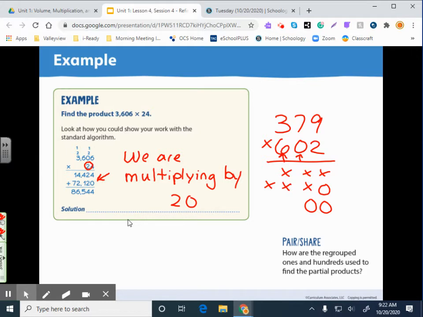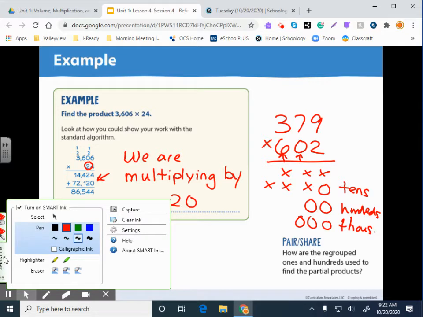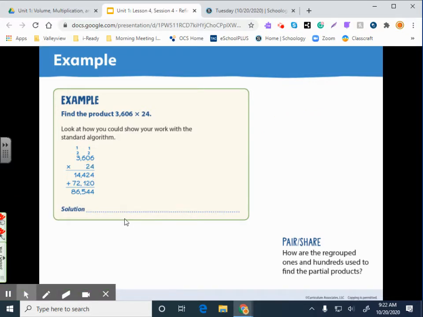Like, why is that 0 there? Because that represents tens. These 2 zeros represent hundreds. And if we went to the next line, it would be 3 zeros, and that would be thousands. So it's always related to what place value it is. But let's not get too caught up in that. Let's jump right into the notes.